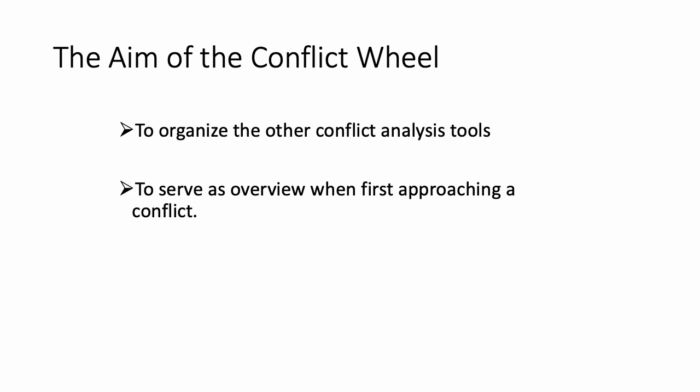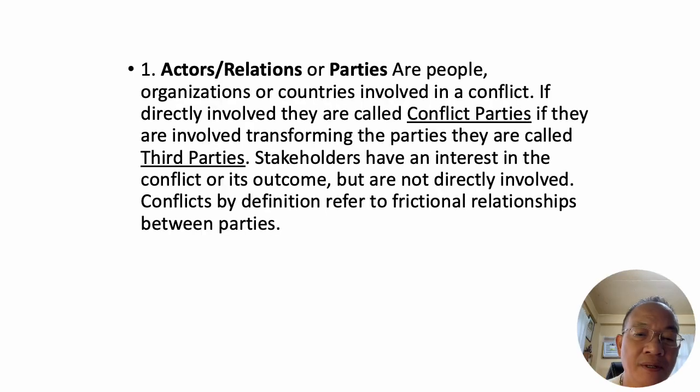Now, what is the aim of the wheel? The aim of the conflict wheel is to organize the other conflict analysis tools, and second, to serve as an overview when first approaching a particular conflict. So let us go to the first part of the wheel. The first part of the wheel is the actors, relations, or parties. These are people, organizations or countries involved in a conflict.